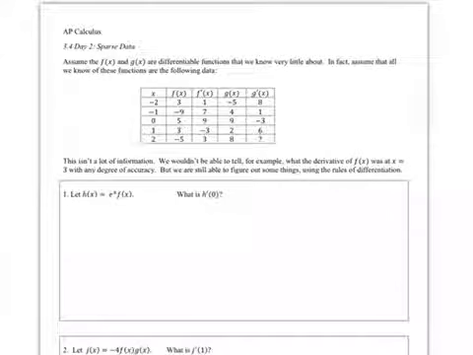We wouldn't be able to tell, for example, what the derivative of f of x would be at x equals 3. We could guess, but we couldn't be that accurate. So let's let h of x equal e to the x times f of x. What is h prime of 0? I'm going to do a little work off camera and then we can analyze it.